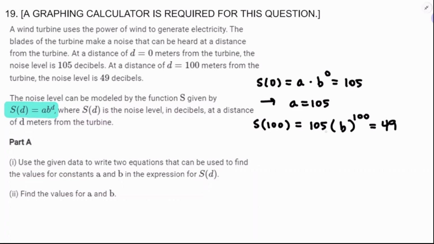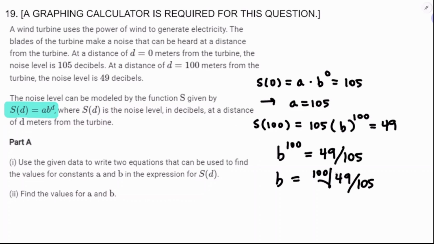Okay, so now I see what we're doing. So B to the 100th power equals 49. As a result, I'm going to say B is the 100th root of 49. Oh, no. I did not divide by 105. Okay, and that's a number. I didn't have to use a calculator for it.